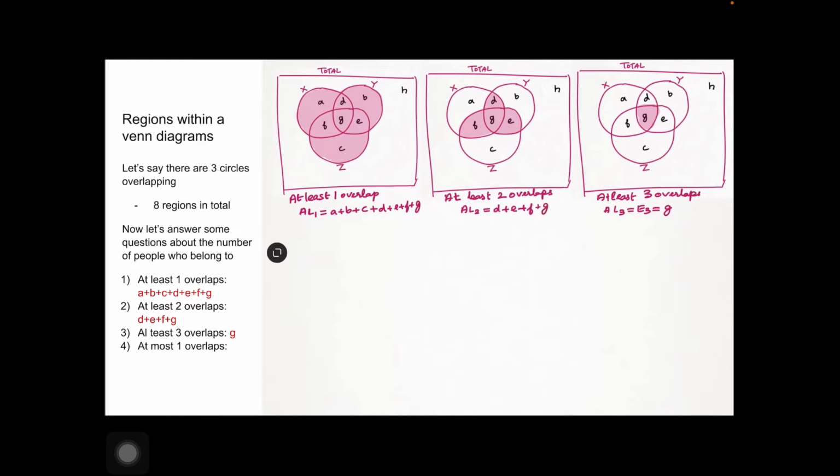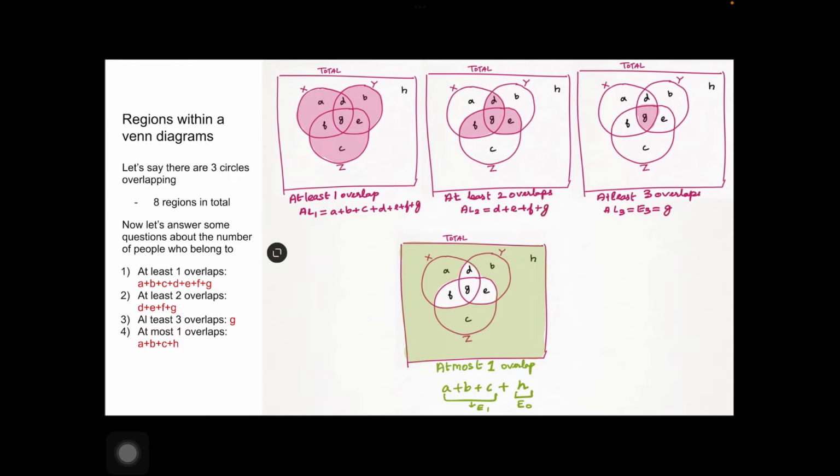So similar to this at least, there is something called at most. People who are speaking at least 1 language means people who are speaking minimum 1 language, which means people who are speaking 1 language plus 2 languages plus 3 languages. Now similar to this, there is something called people speaking at most 1 language. People who are speaking at most 1 language means people should speak maximum 1 language, or people should belong to maximum 1 circle. So they can either belong to maximum 1 circle or they can belong to 0 circle. They can belong to 0 circle or 1 circle.